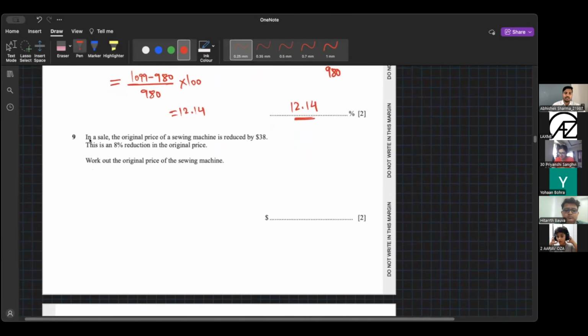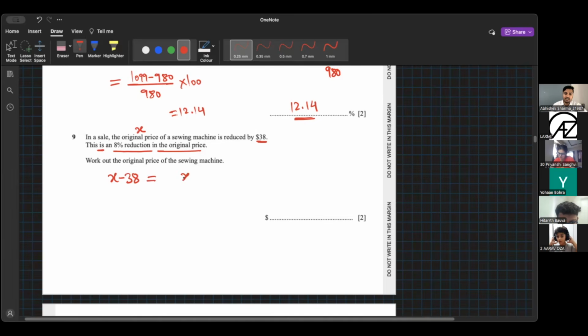Question number 9, it says in a sale the original price of a sewing machine is reduced by $38. This is an 8% reduction in the original price. So now in this case we cannot use the direct formula. We have to make an equation. So check here, it says the original price of a sewing machine is reduced by $38. Let's say the original price is X. Can we say X minus 38 because it is reduced by 38? This is an 8% reduction in the original price.